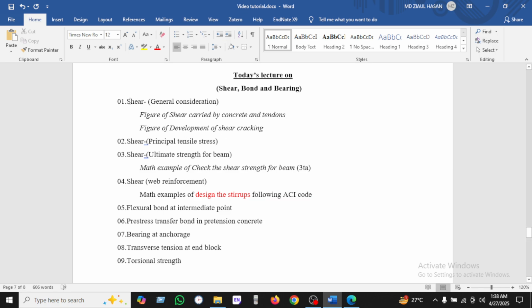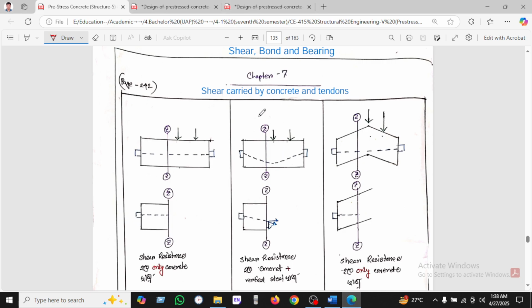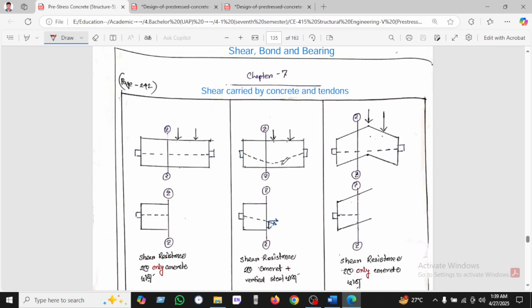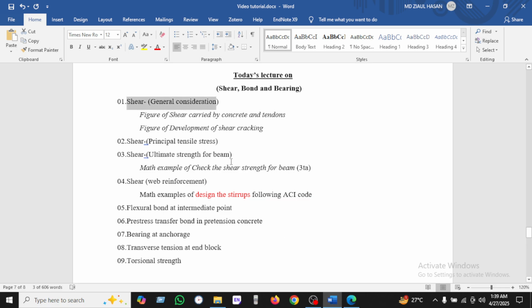So let's start the shear of tendon. Before I start, I'm giving the reference that all the important notes are taken from this book, which is Design of Pre-Stress Concrete Structure, Third Edition. Let's start the first topic, shear, with the general consideration and figure of the shear carried by concrete and tendon.